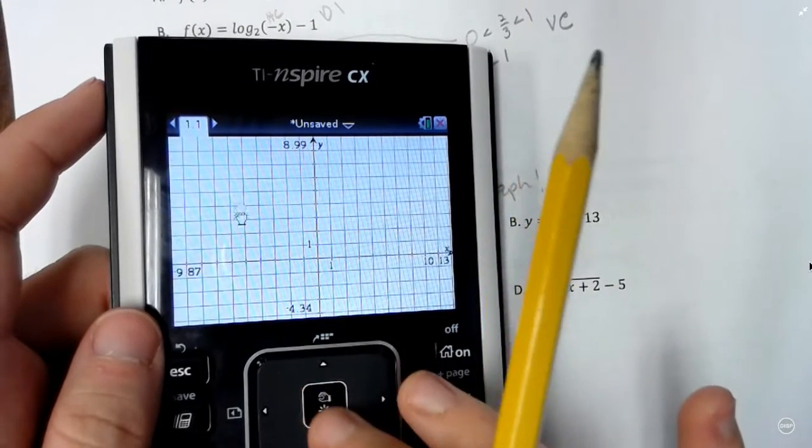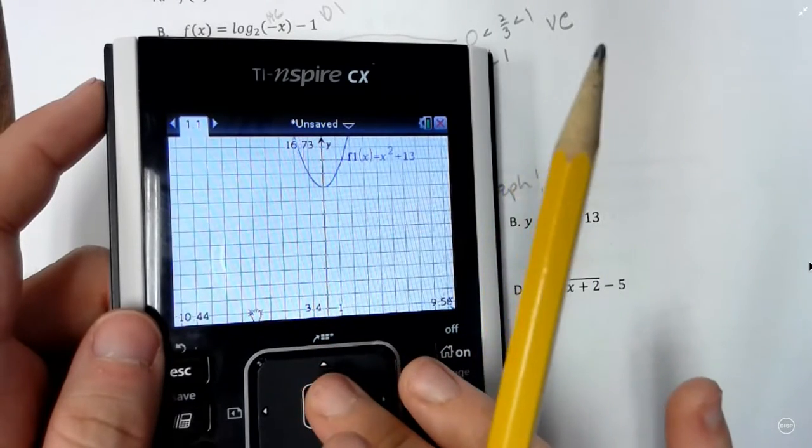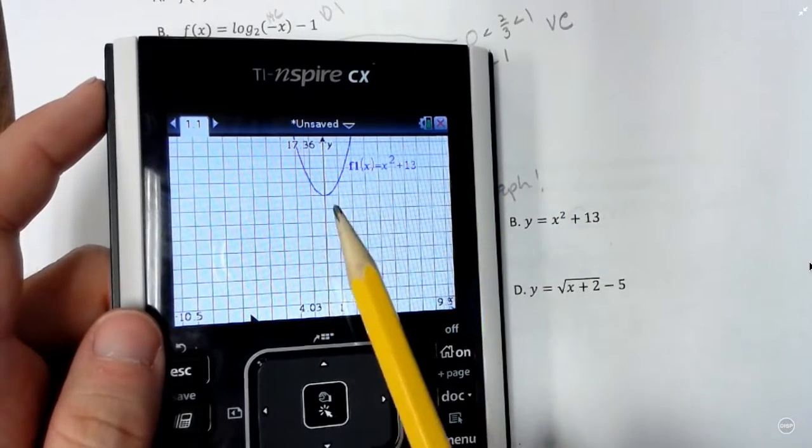Now it's letting me move it. An earlier problem didn't want to let me move it. You're going to have to move it so you can see it, either that or zoom out.